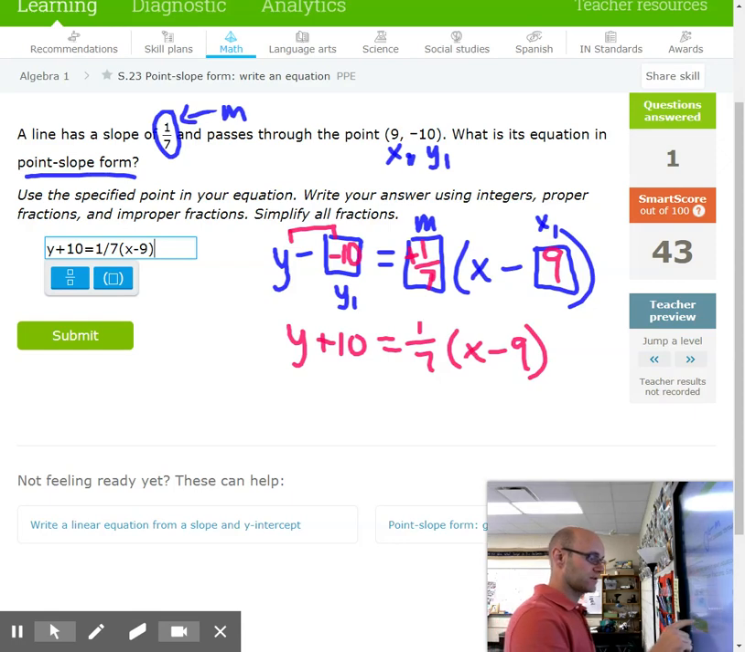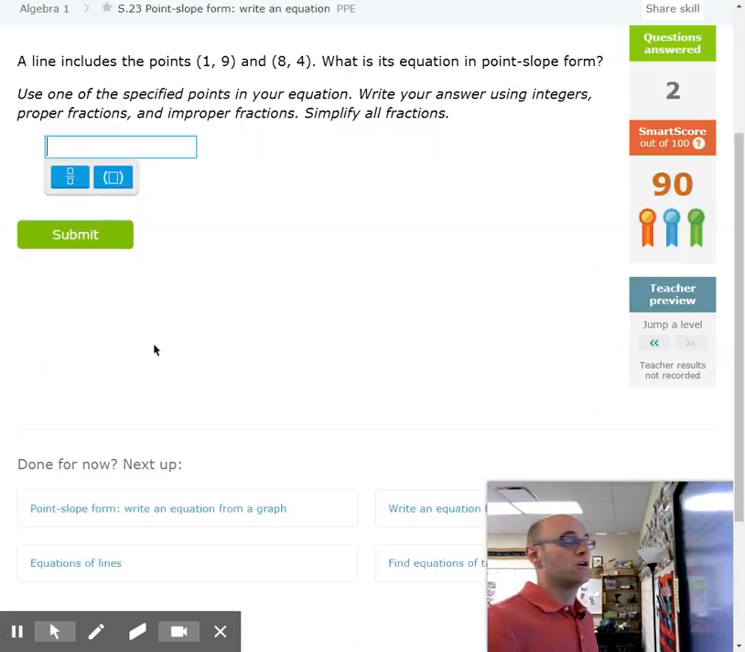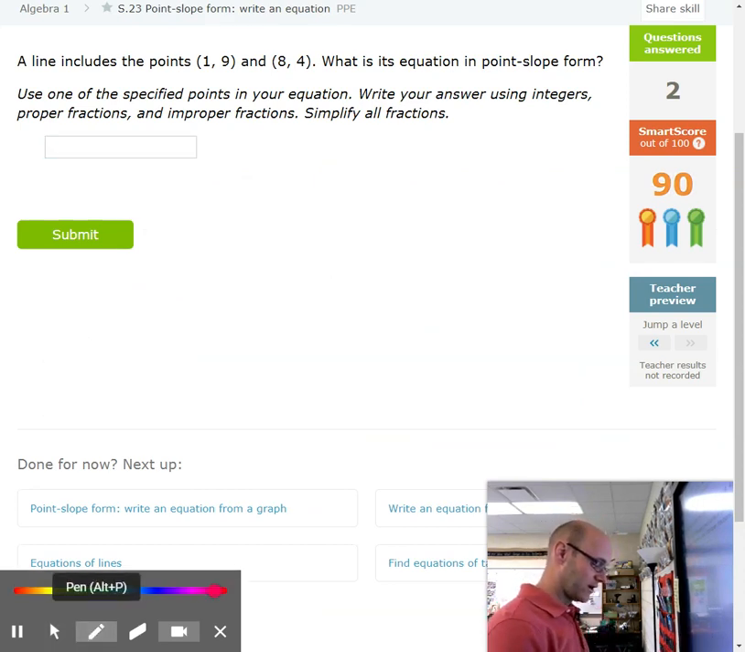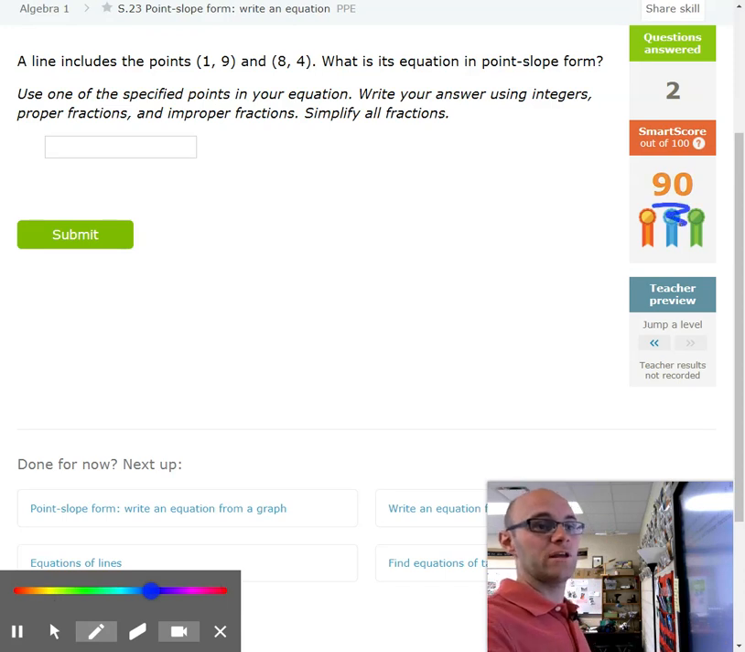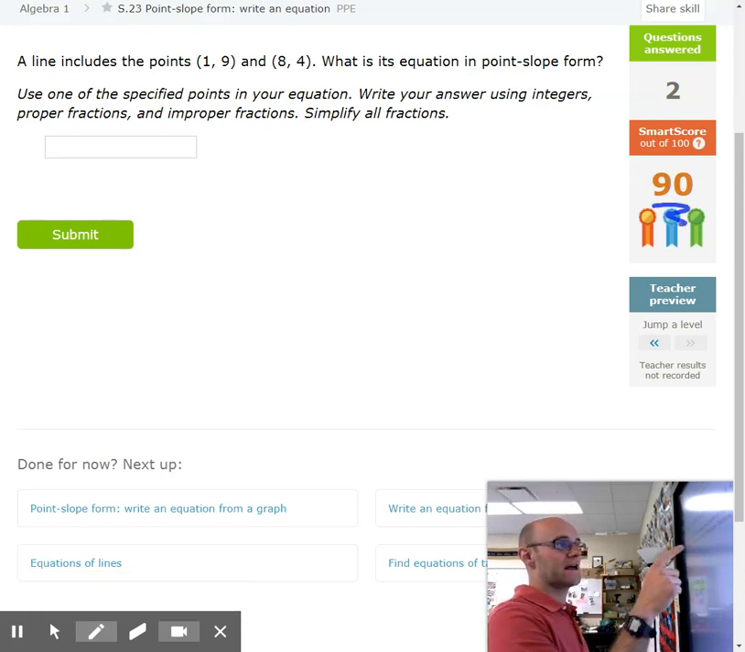Okay, well, let's try another one just a little bit harder. Okay, for this last type of problem, this is in the SMART score 90 range. We are not given the slope, but yet we need to use point slope formula. So we're going to have to find the slope. First, understand what you're doing real quick.